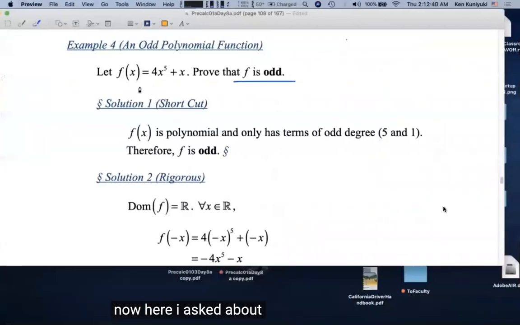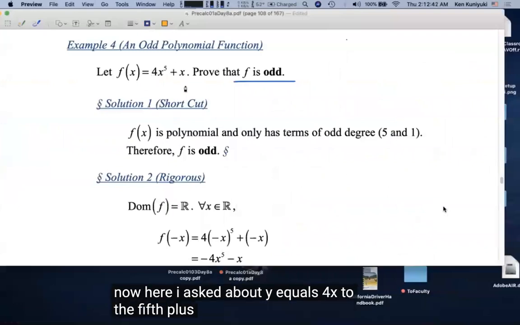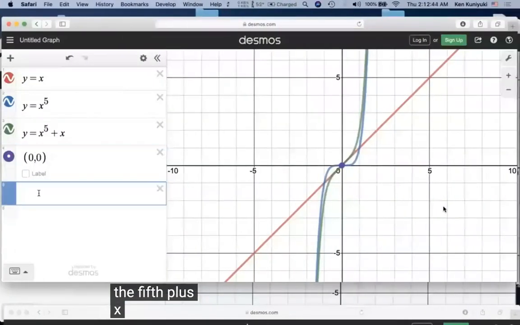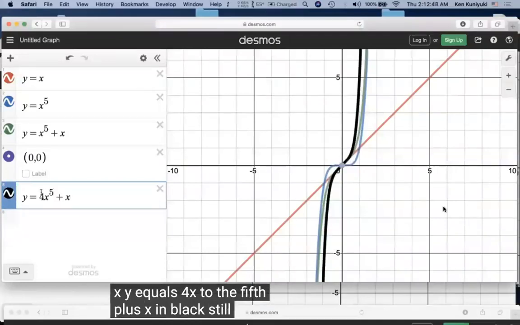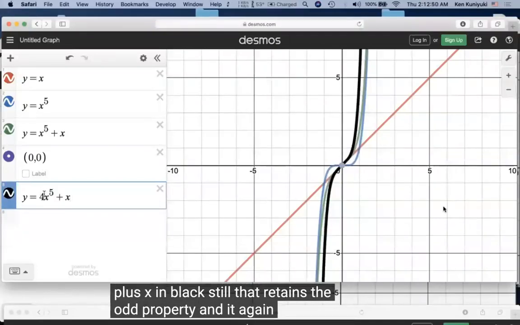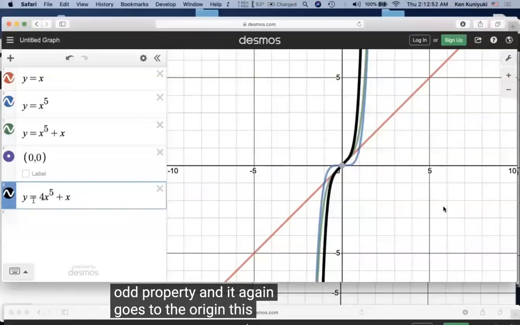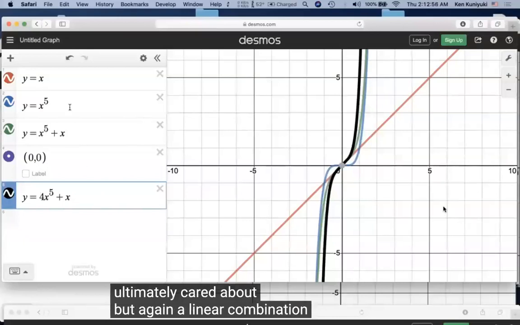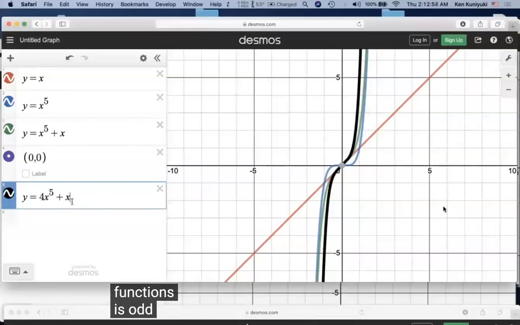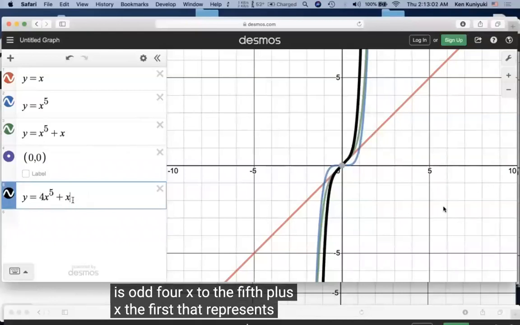Now, here I asked about y equals 4x to the fifth plus x. Y equals 4x to the fifth plus x, in black, still retains the odd property. And it again goes through the origin. This is the guy I ultimately cared about. But again, a linear combination of odd functions is odd. 4x to the fifth plus x to the first represents an odd function.